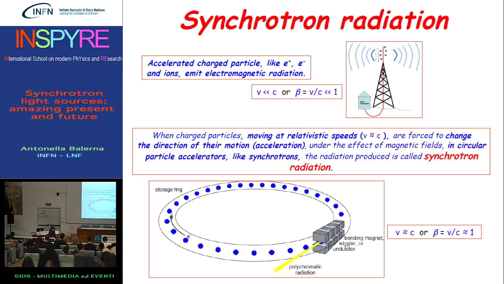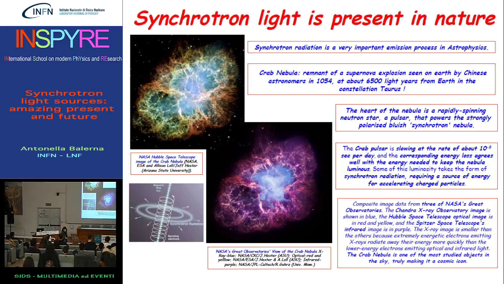Do you think that we can produce synchrotron radiation only artificially with accelerators, or is there also synchrotron radiation in nature? This is the answer: there is also synchrotron radiation in nature. This is the Crab Nebula. It is what remains after the explosion of a supernova. In 1054, Chinese astronomers wrote in their books that Earth was illuminated, daylight also during the night, because the light of that explosion reached Earth.